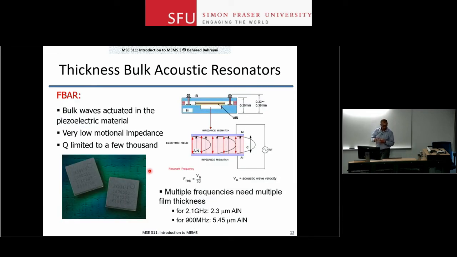FBAR, film bulk acoustic wave resonators, are your typical filter devices in your cell phones and other communication systems nowadays. In this case, you put, in many cases, a piezoelectric material in between two electrodes, and the vibration mode is basically the one that changes the thickness of that piezoelectric layer. If you do it well, you can have high Q devices made through these structures. And then you can put them inside the same package, couple them to each other, and create filters from them as well.